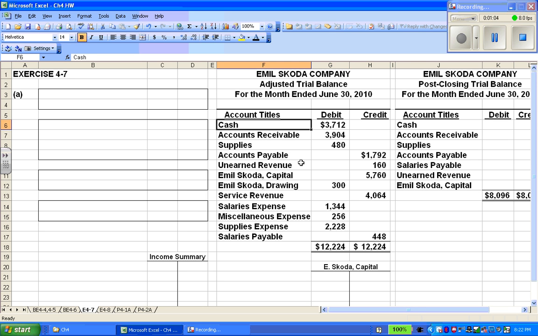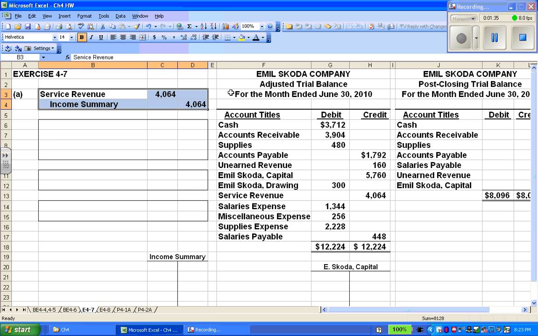So my revenue accounts, let me go down. This says revenue, but that says unearned revenue, so I know that's a liability account. Here's my capital account, drawing account. Here's service revenue. So that one I want to close out. Revenue normally has a credit balance, so in order to close it out, I'm going to make a debit entry to this account.